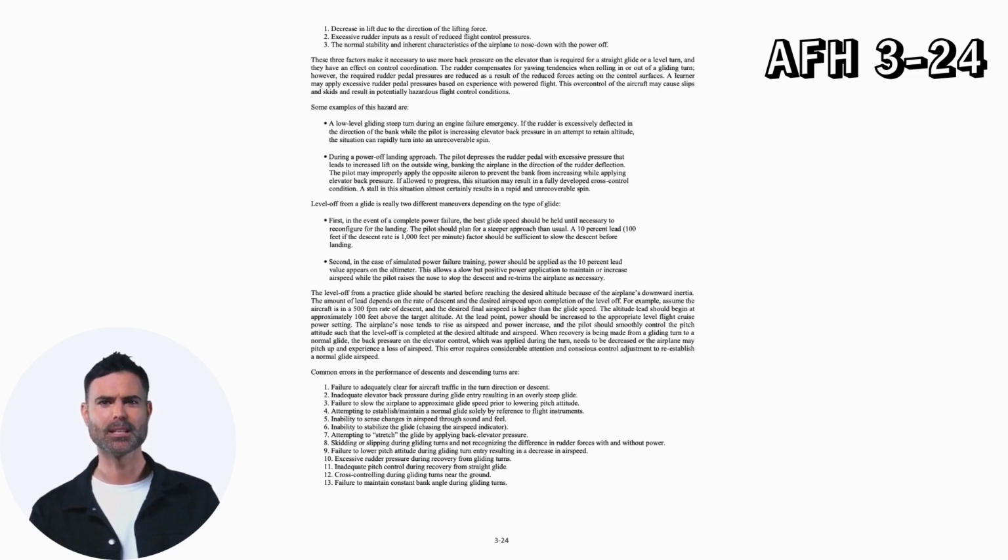If the rudder is excessively deflected in the direction of the bank while the pilot is increasing elevator back pressure in an attempt to retain altitude, the situation can rapidly turn into an unrecoverable spin.